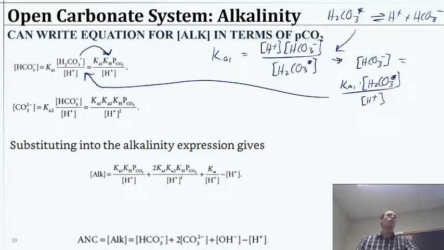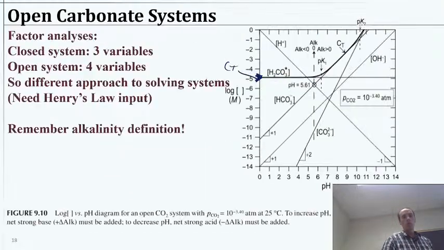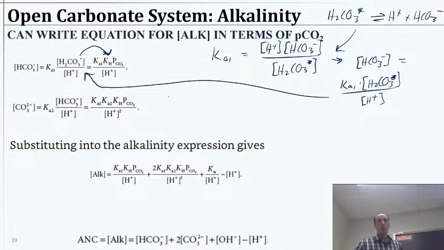Okay? So from there, we can insert, instead of H2CO3, the Henry's law. It comes in there and tells us how much we have. So now we have it in terms of partial pressure, constants, and H plus. Okay, so that's very handy. And now with those two, we can essentially plot two of our lines. So these two will be two of the plots.